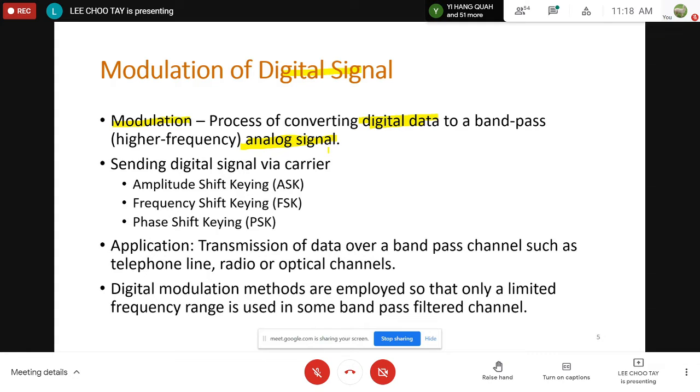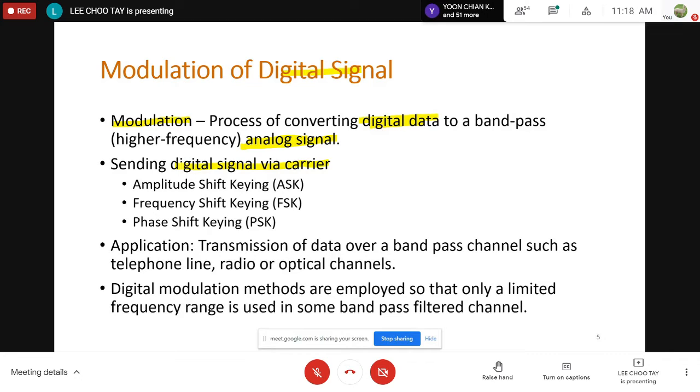The reason we do this is because we want to send our digital signal using a carrier. Same like our amplitude modulation and frequency modulation, we use a carrier to carry our information for us. So in this case, we want to use a carrier to carry our digital data.